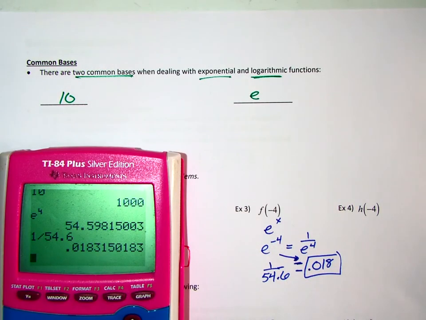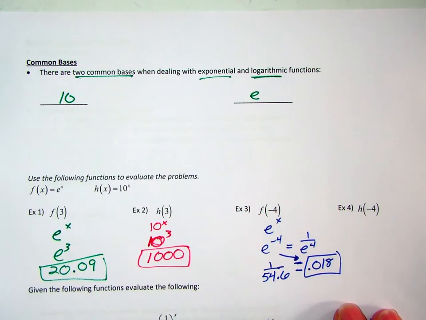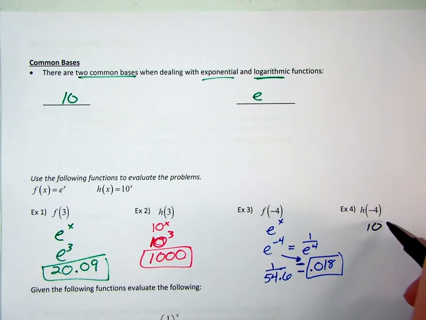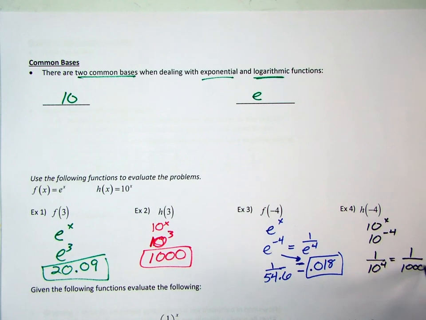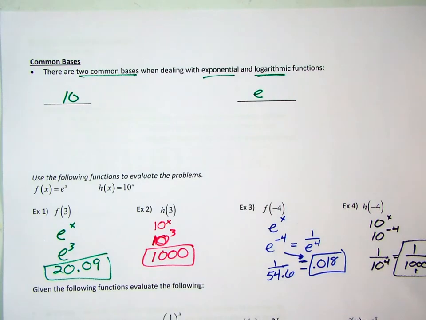And the last one, h of negative 4, so again that'd be 10 to the x, which is 10 to the negative 4. We don't like negative exponents, so we'd put it in the bottom. And 10 to the 4th power just means I would have 4 zeros at the end, so 1, 2, 3, 4, so it's 1/10,000th. Okay?